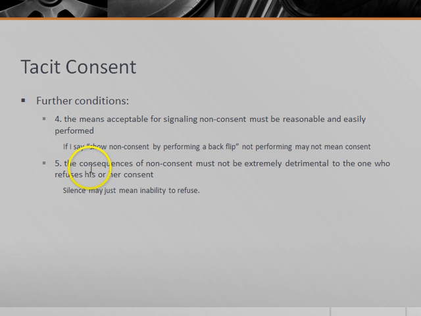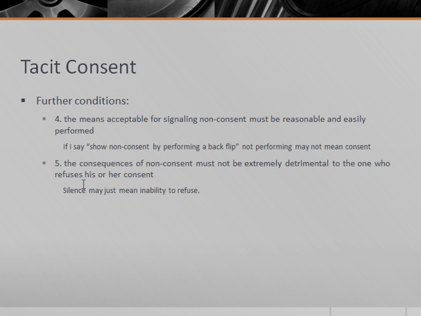And finally, the consequences of non-consent can't be so extremely bad to the person who refuses consent. So if silence just means inability to refuse, not necessarily by not being able to perform the means of non-consent, but let's say that the person asking for your consent is blackmailing you or something. Your silence doesn't mean you consent, it just means you don't want something really embarrassing revealed about you, in which case, again, silence does not mean consent.